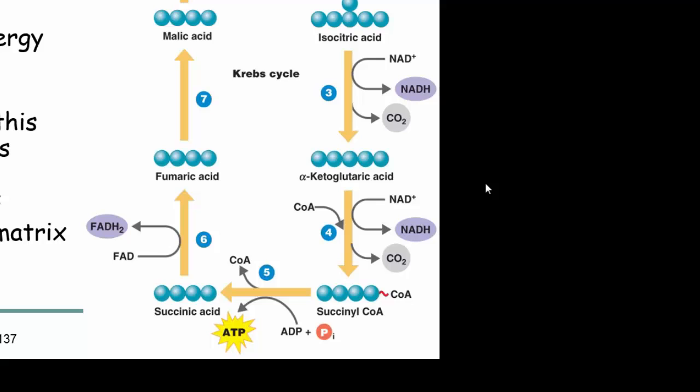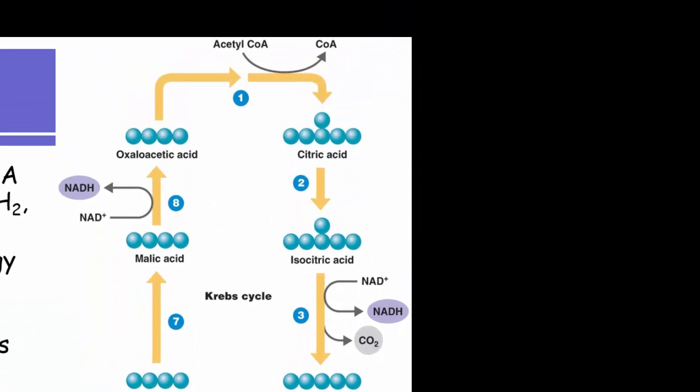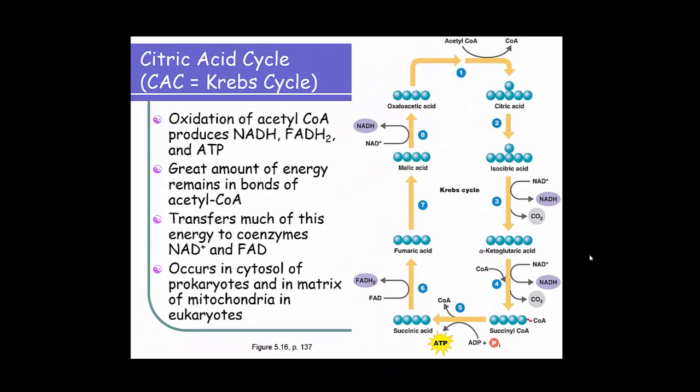When succinic acid goes to fumaric acid, FAD becomes FADH2. And finally, when malic acid returns to oxaloacetic acid, hence the citric acid cycle, we get a third NADH. So for each acetyl-CoA that enters, we get 3 NADHs, 2 CO2s, 1 FADH2, and 1 ATP.